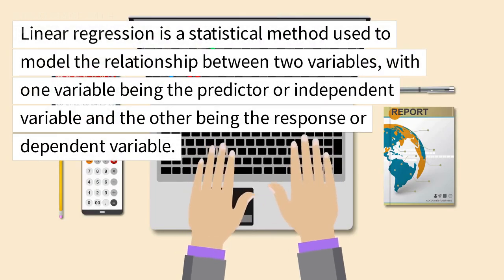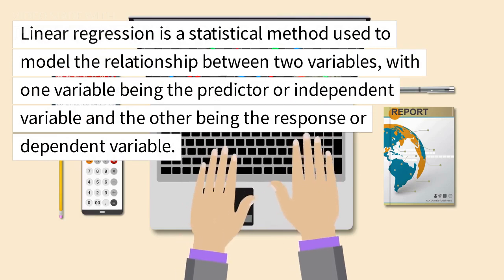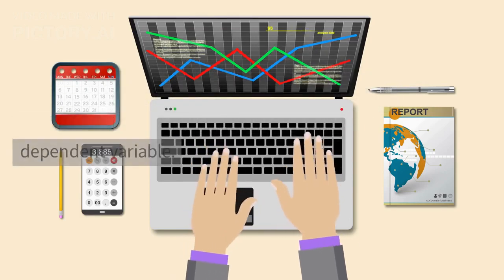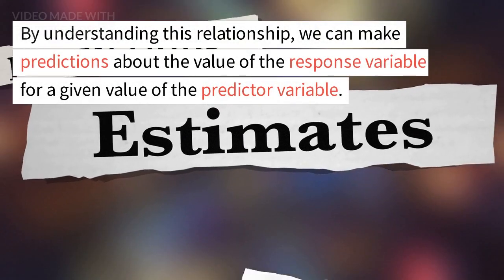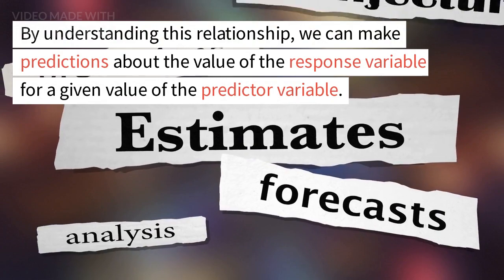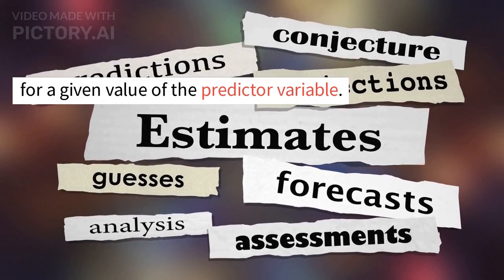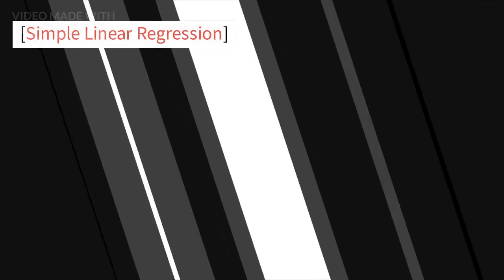Linear regression is a statistical method used to model the relationship between two variables, with one variable being the predictor or independent variable and the other being the response or dependent variable. By understanding this relationship, we can make predictions about the value of the response variable for a given value of the predictor variable.